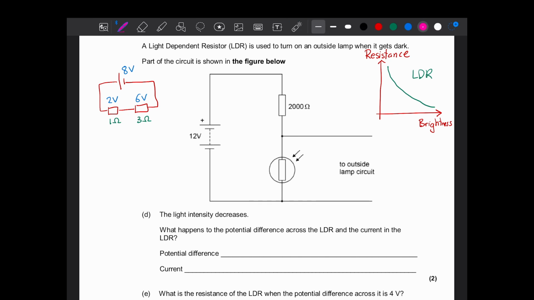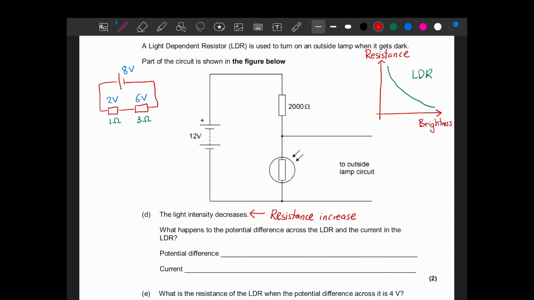Now, I find this really confusing to hold in my head. So if I were you, I would literally write it down. Light intensity decreases, so resistance increases. As it gets darker, resistance goes up. There's resistance in darkness. Now, what happens to potential difference?